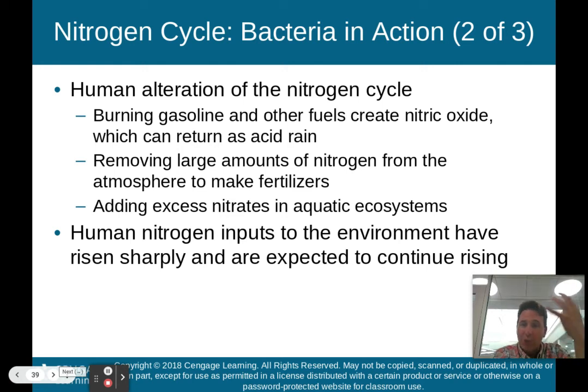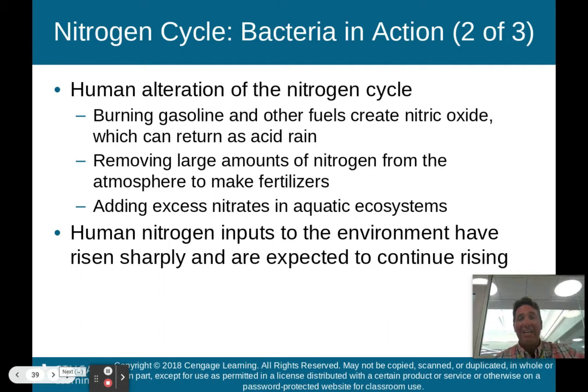Okay, so again, too much nitrogen coming down in that acid rain. We're removing large amounts of nitrogen from the atmosphere to make fertilizers. So that's kind of the opposite thing, right? We're removing all this nitrogen, which is needed for the normal nitrogen cycle to continue. We're taking large amounts of it out to make fertilizers.